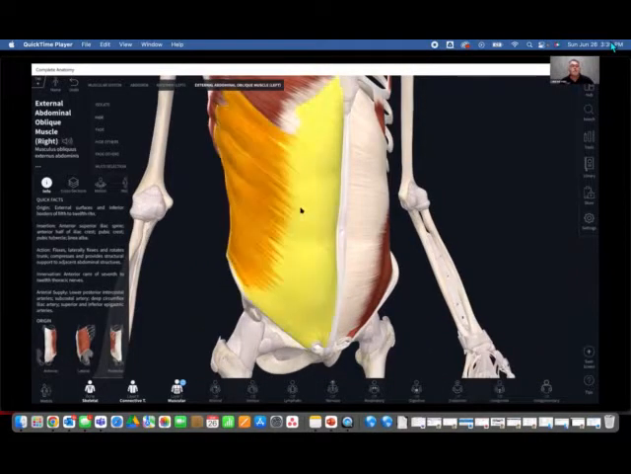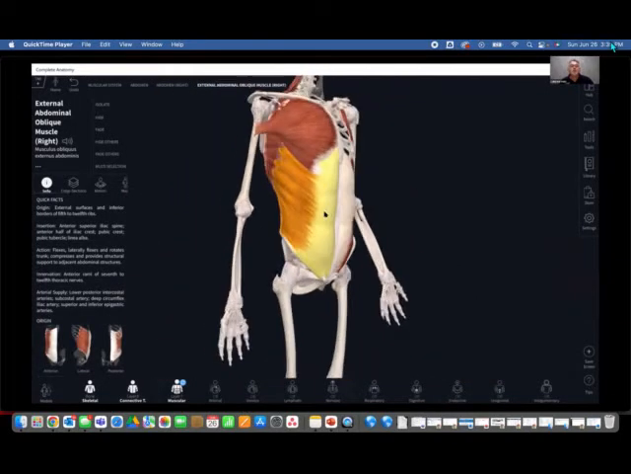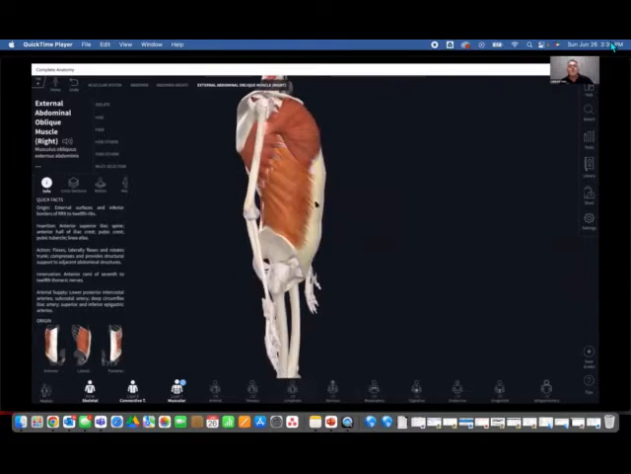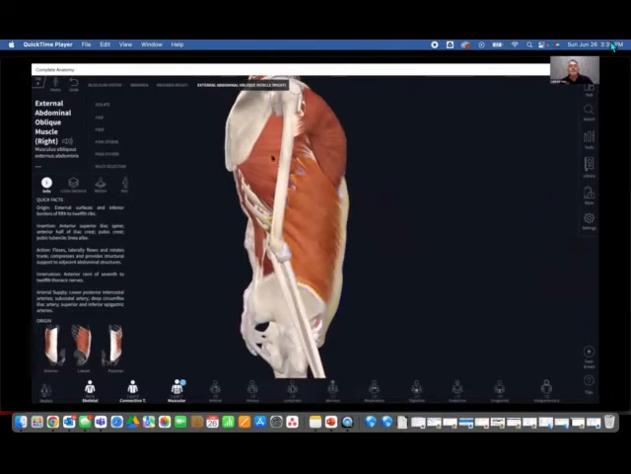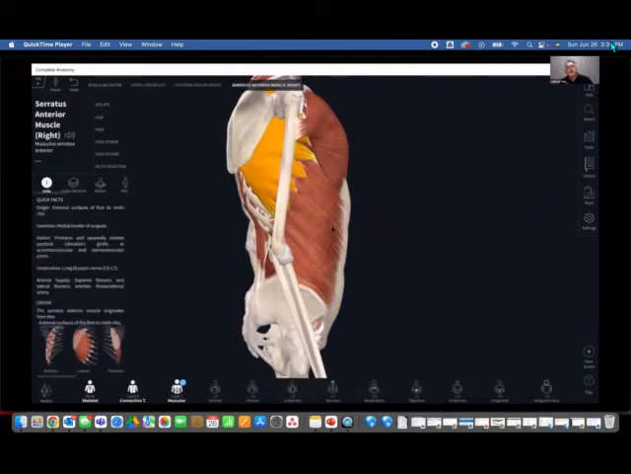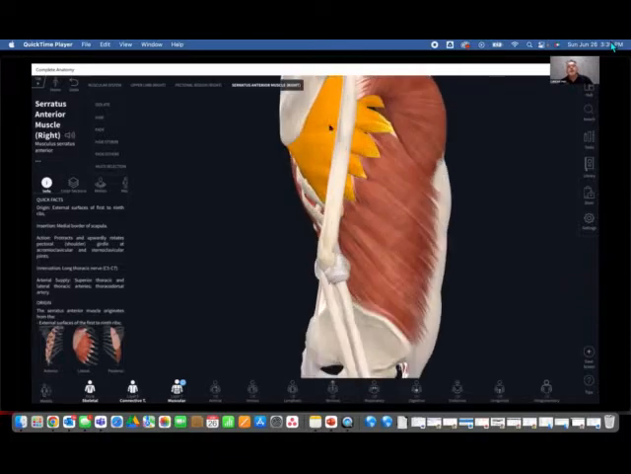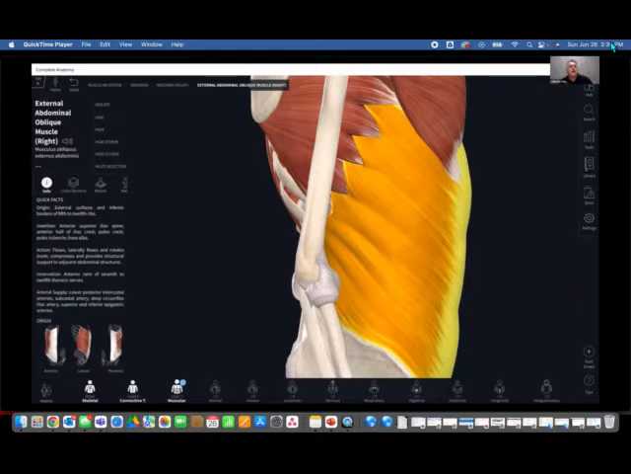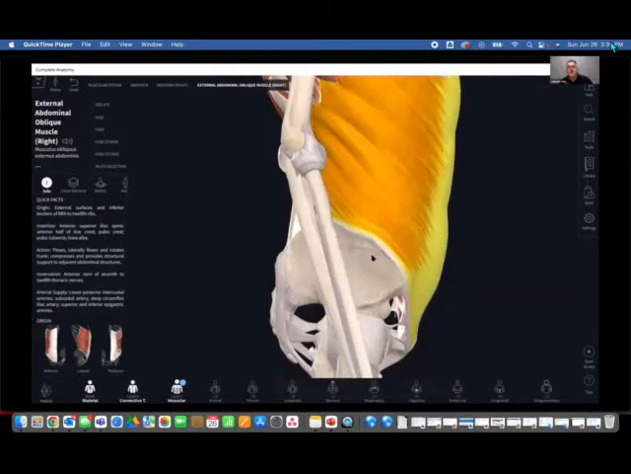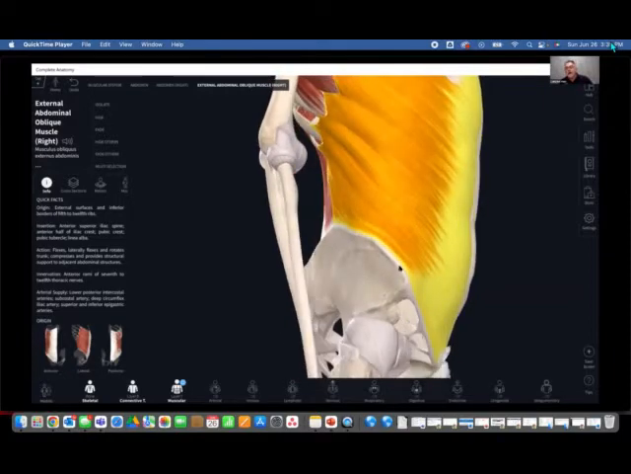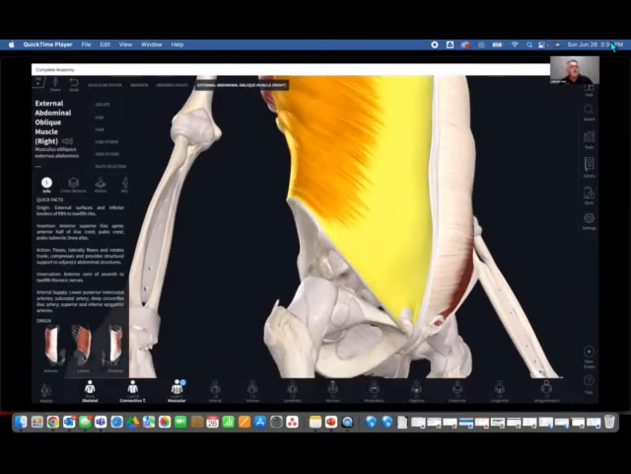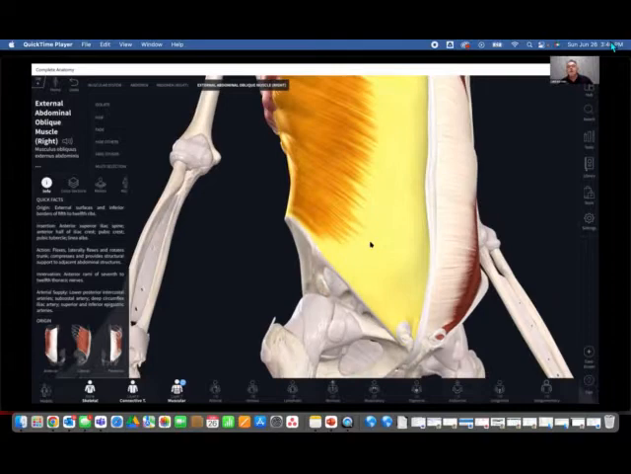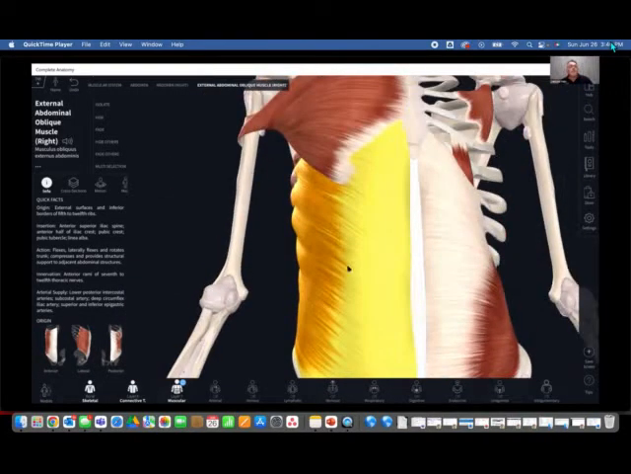So external oblique, its origin, the external surfaces and inferior borders of the 5th to the 12th ribs. So interestingly, here we have Serratus Anterior. And you'll notice a very close similarity to where Serratus Anterior ends and the external abdominal oblique ends. It inserts into the anterior superior iliac spine, down the inguinal ligament, into the pubic crest, the pubic tubercle, and then ultimately into the linea alba.